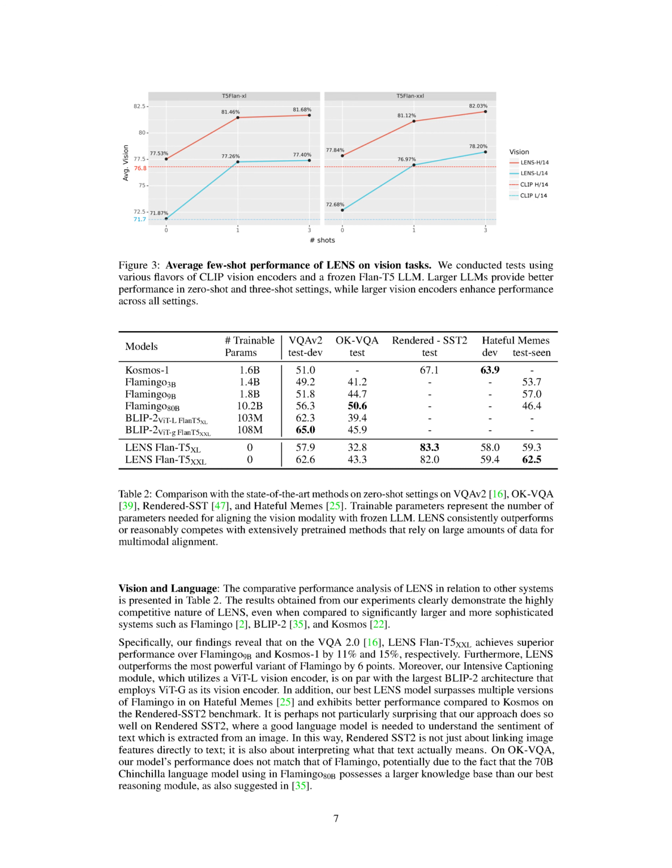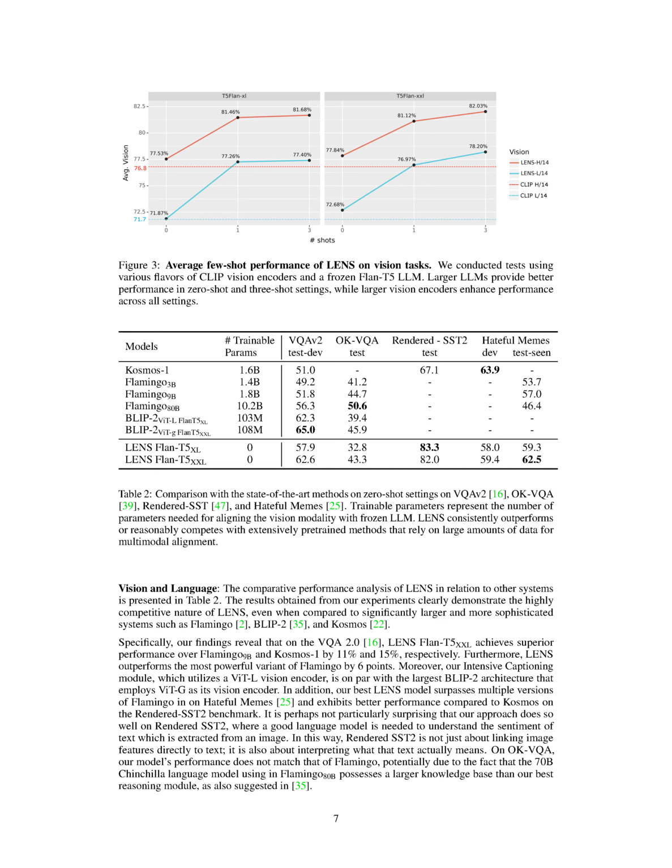Section Summary. In our evaluation of Lens, we found that it outperforms state-of-the-art models in object recognition tasks, even when compared to models with larger language models. We also observed that the size of the visual backbone architecture has a direct impact on performance. In vision and language tasks, Lens demonstrated highly competitive performance compared to larger and more sophisticated systems, achieving superior results in tasks such as visual question answering and intensive captioning. However, our model's performance on OK-VQA did not match that of Flamingo, potentially due to the larger knowledge base of Flamingo's language model.